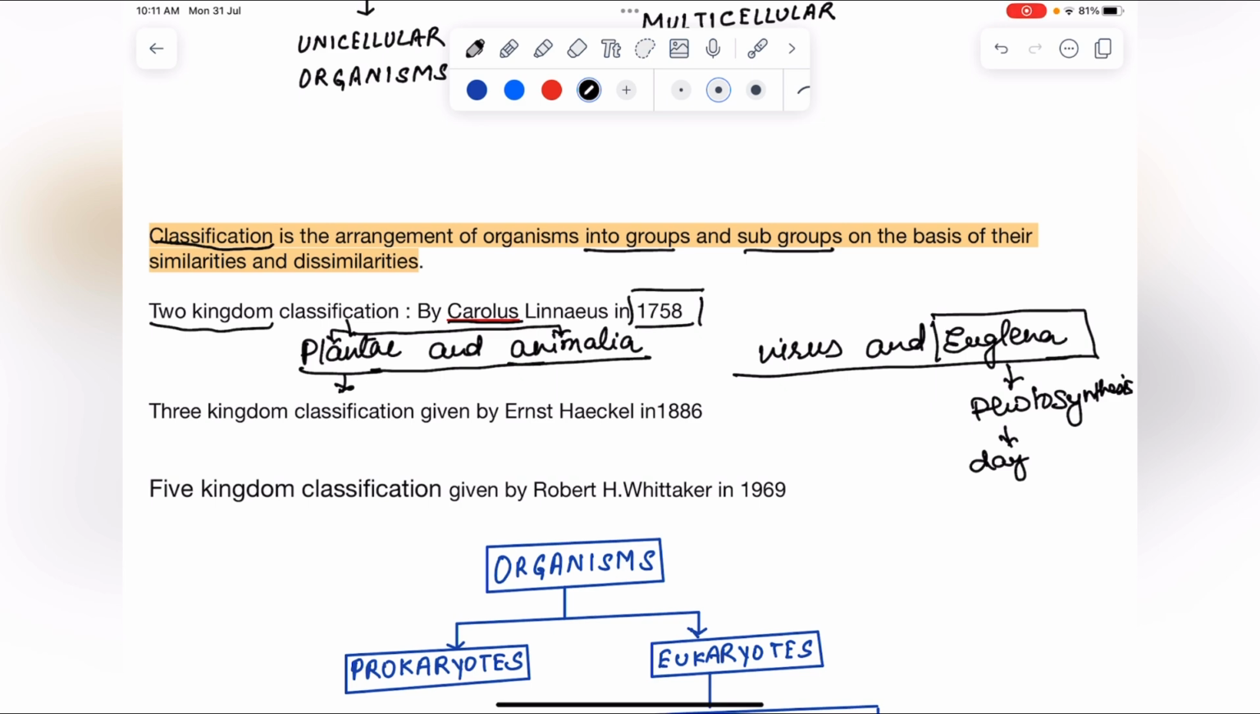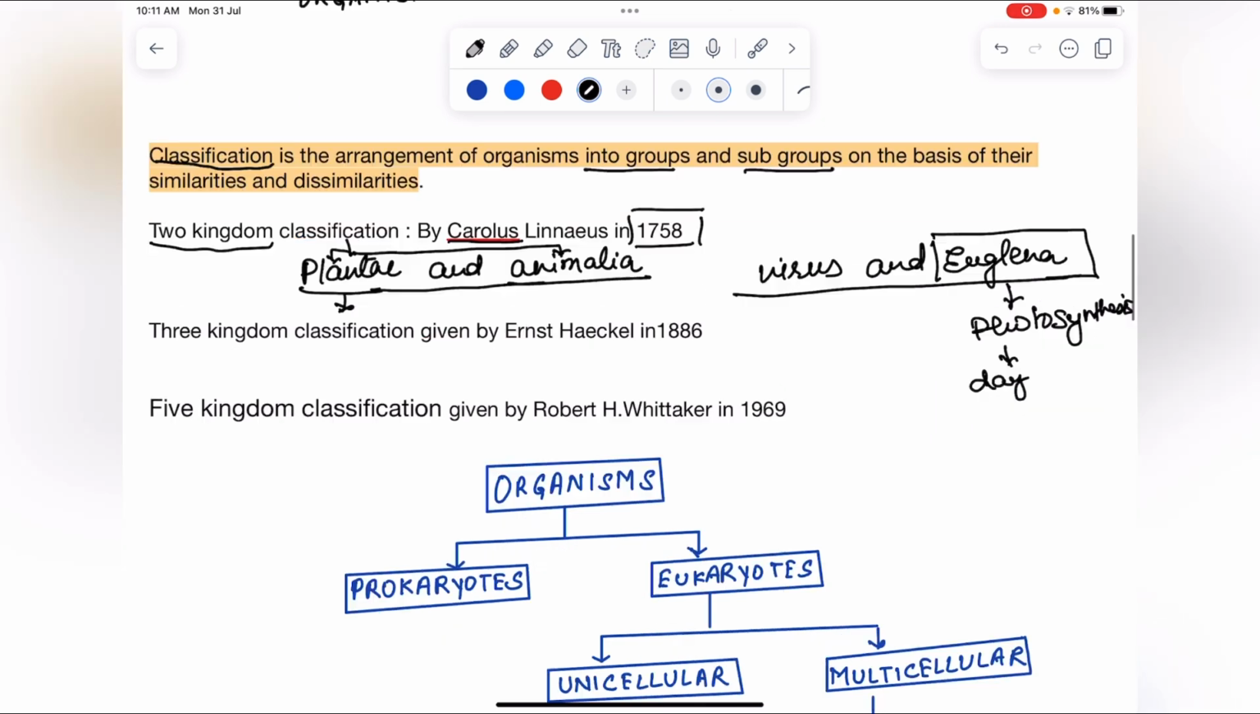Now next is three kingdom classification. The three kingdom classification was given by Ernest Haeckel in the year 1886. So what did he classify? The third kingdom was Protista, for unicellular organisms. So the three kingdoms were kingdom Plantae, kingdom Animalia, and the third one, kingdom Protista.